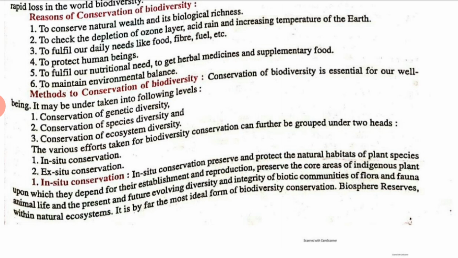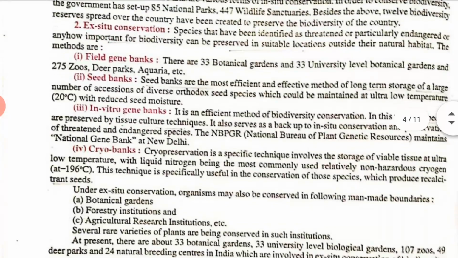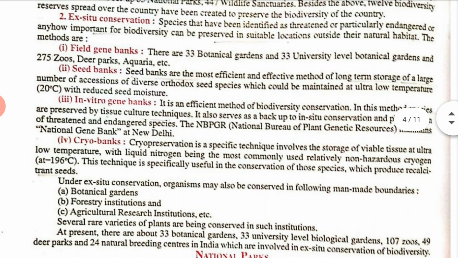Now let us talk about ex situ conservation. Species that have been identified as threatened or particularly endangered or otherwise important for biodiversity can be preserved in a suitable location outside their natural habitats. The methods include field gene banks, like we can create gene banks, or in other words seed banks, where we can keep the seeds.